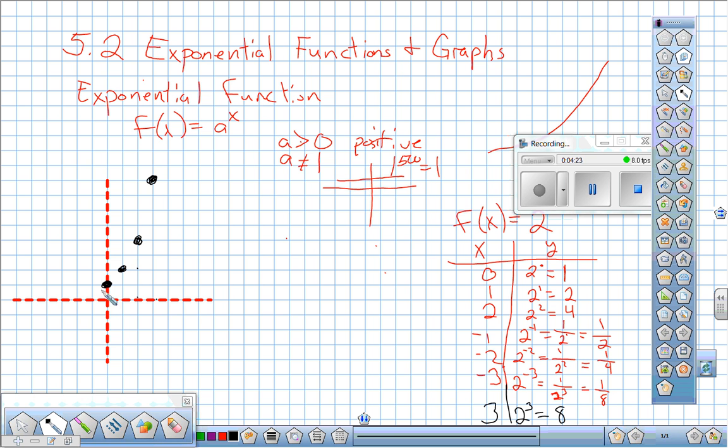So that's what happens with exponential functions, is it gets really, really close to 0, but it never actually hits it. So at -1, I had 1/2. At -2, I had 1/4. At -3, I had 1/8. And that's all that's going to happen, is it's going to get very, very close, but it's never going to cross this. It's going to keep getting smaller and smaller, but it will never actually cross. And this will, however, get very big very, very quickly.